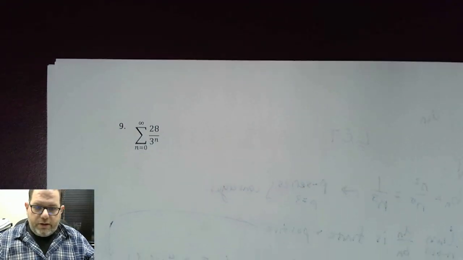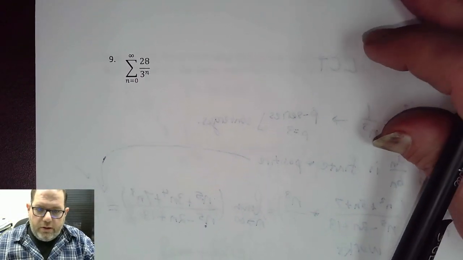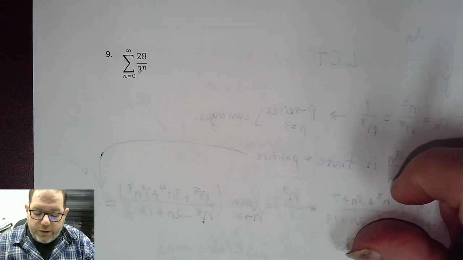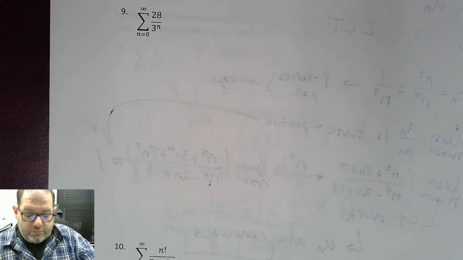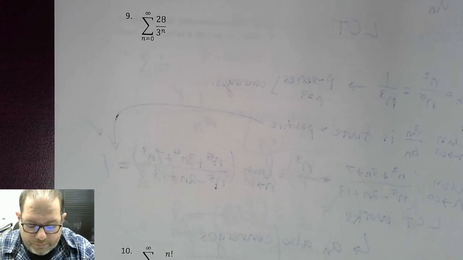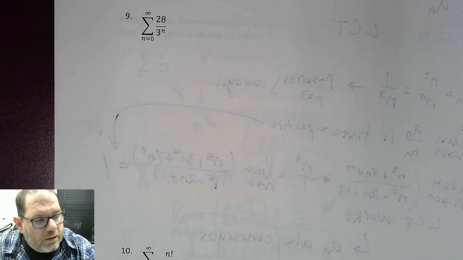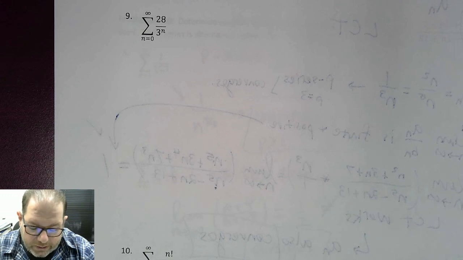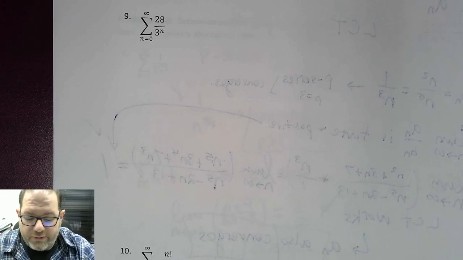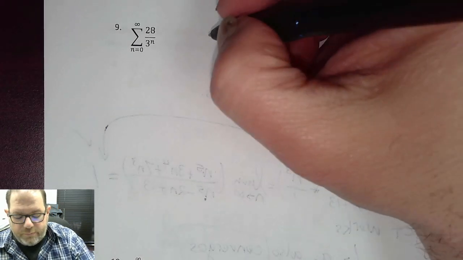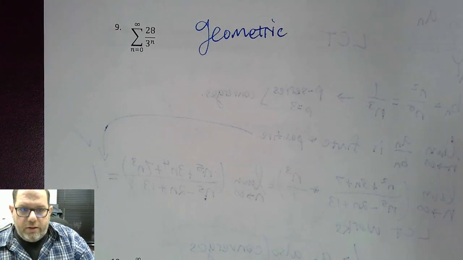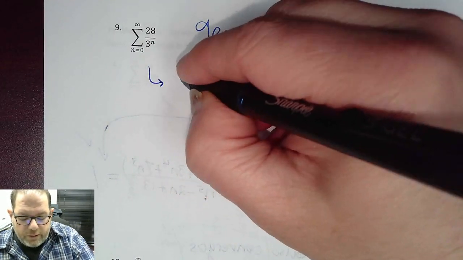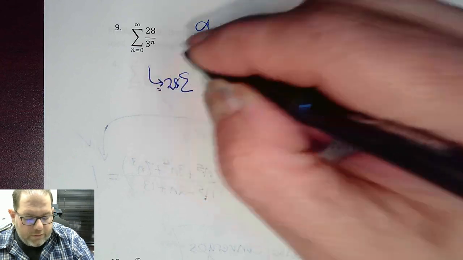Okay, number 9. We have the sum n equals 0 to infinity of 28 over 3 to the n. Now, there's a couple of ways to look at this, but probably the easiest way, because I've seen people do root test here, but the easiest way, I think, is going to be geometric. It is geometric. It's just a little bit disguised. Okay. So we can look at this and say, okay, we can factor out the 28.